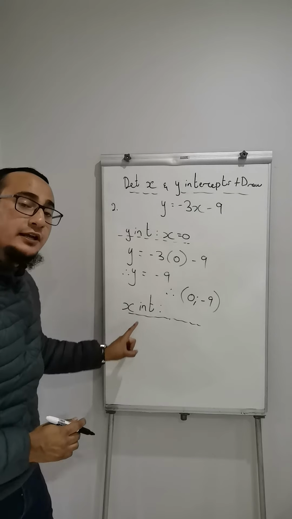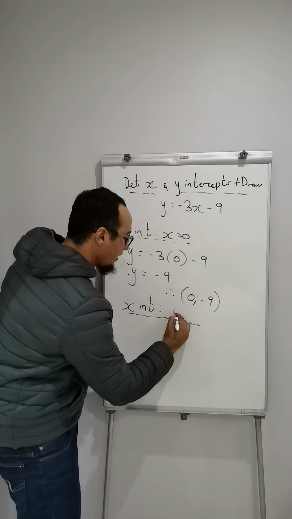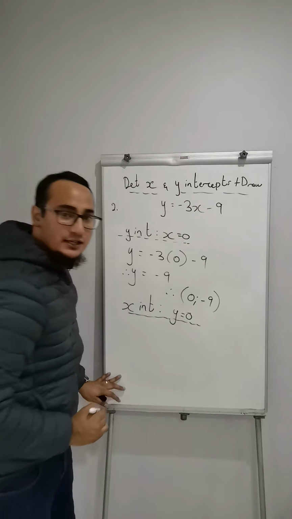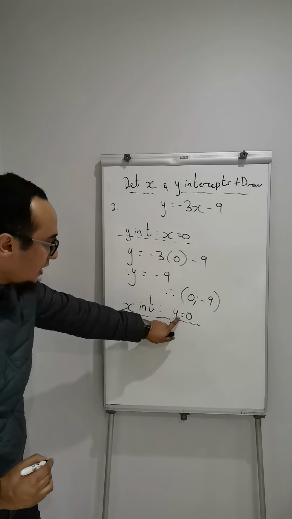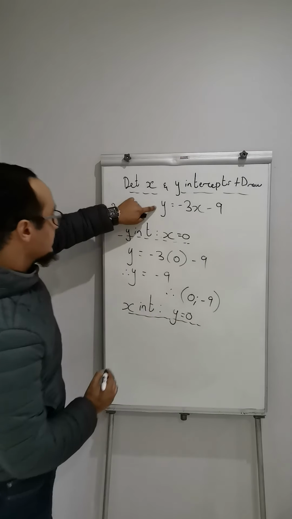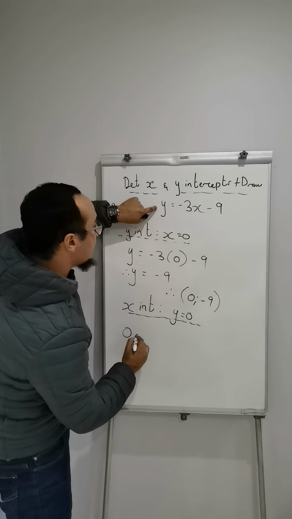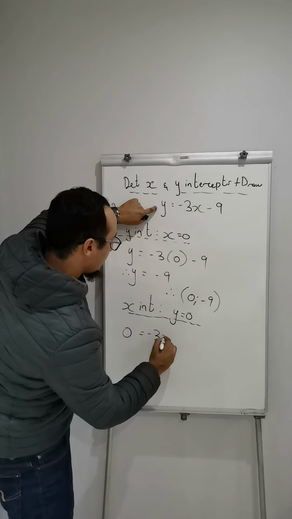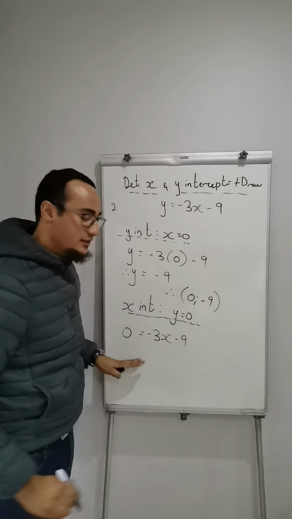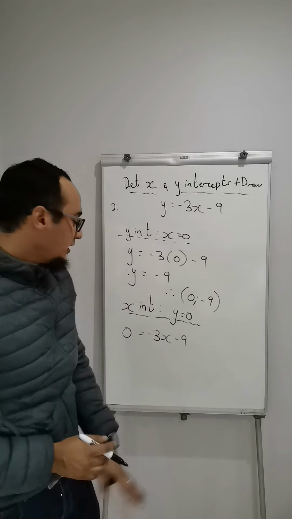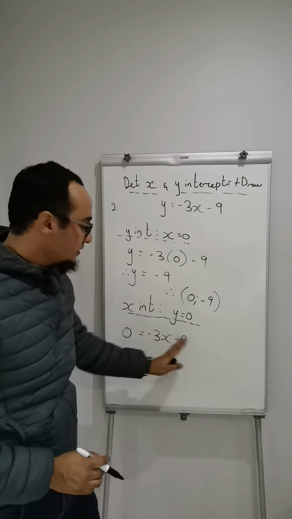What do I know about my x-intercept? That the y value is going to be equal to 0. Wherever I see y, I put a 0. So this is my function: 0, which is y, is equal to negative 3x minus 9. Again, I just have to solve for x over here. I may take either one of my terms over.